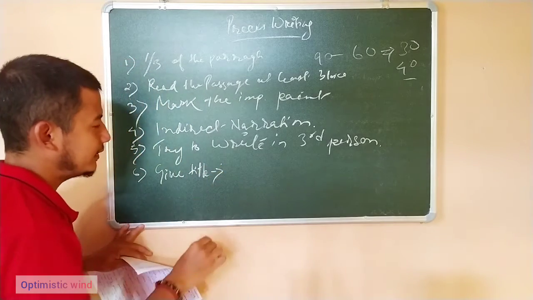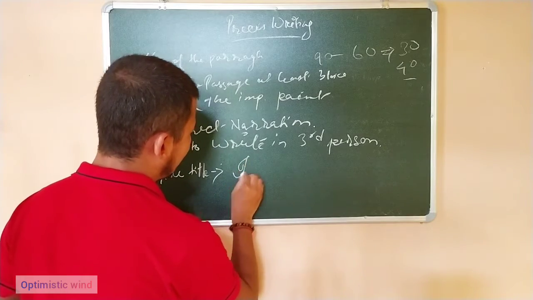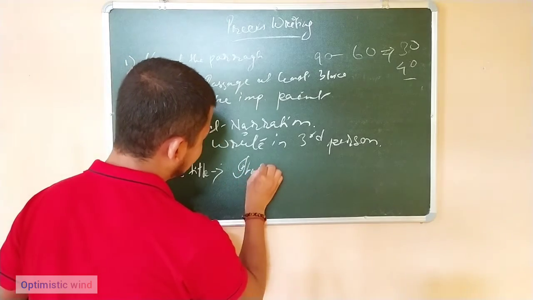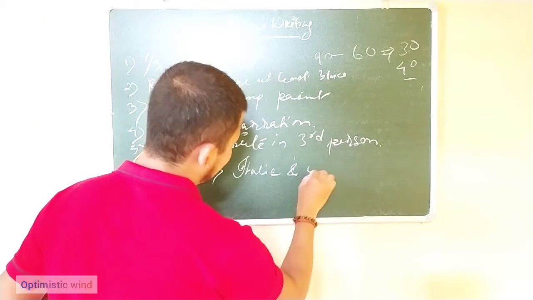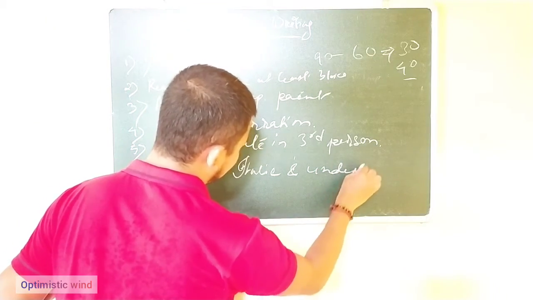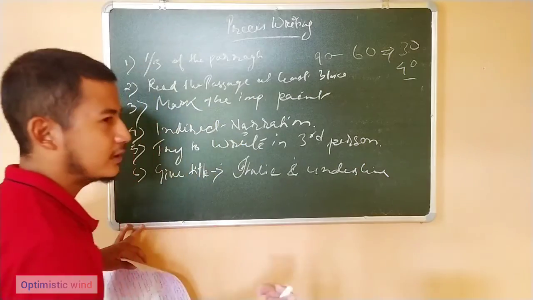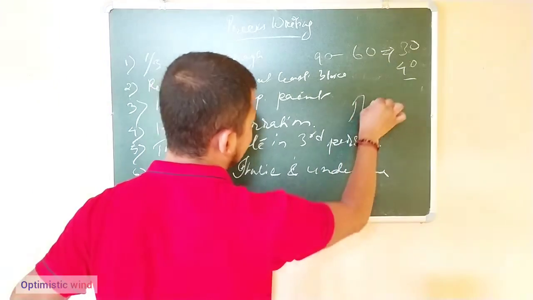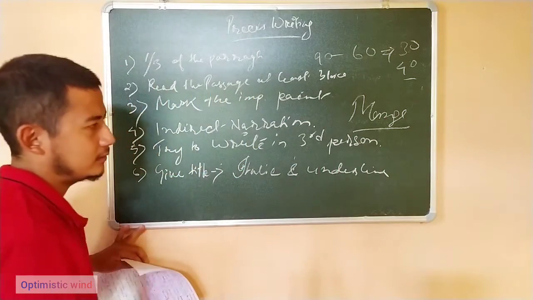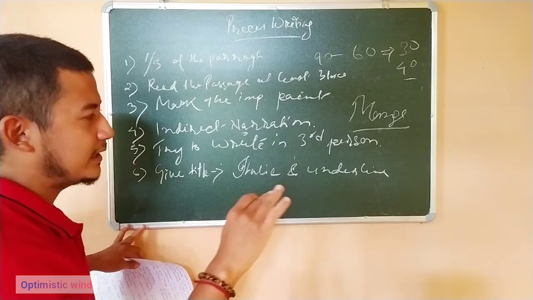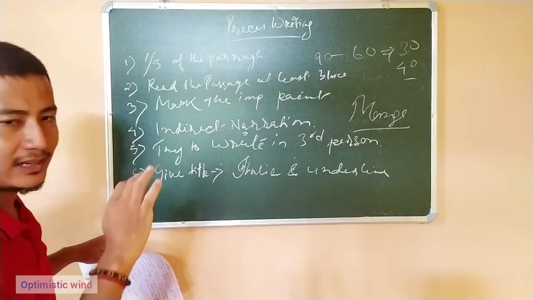And the title should be in italic, and underline them. Okay, underline. Suppose you are writing about the mango, then it should be like this. So mango, try to write it in italic and give the underline. Okay, so this is the starting.